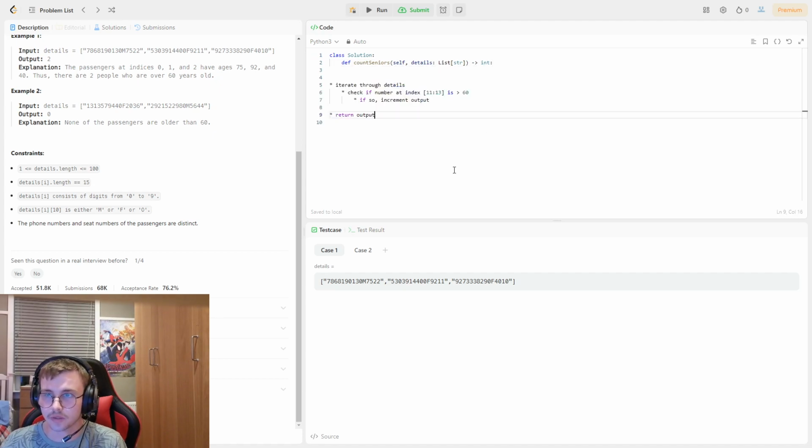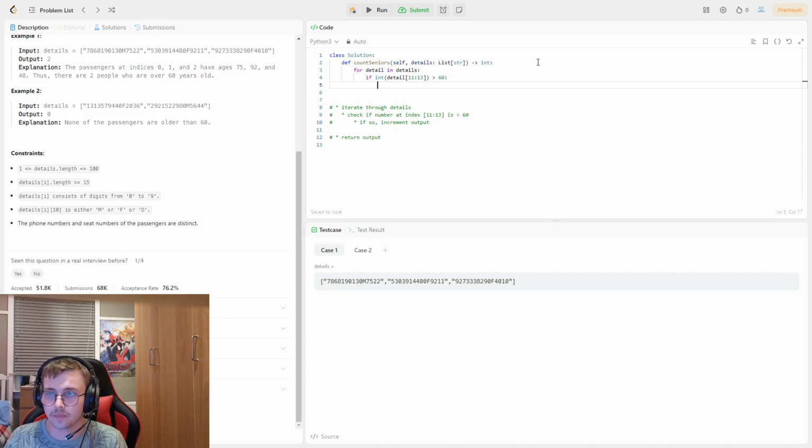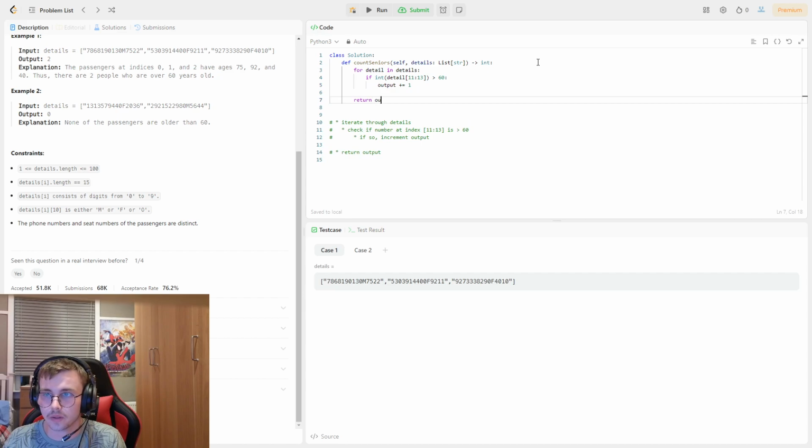I'm just going to paste this into LeetCode. We'll comment it out. So, for detail in details, if detail at index 11 through 13, it has to be cast to an integer as well. So if this is greater than 60, then output plus equals 1, incremented by 1, and then just return output.